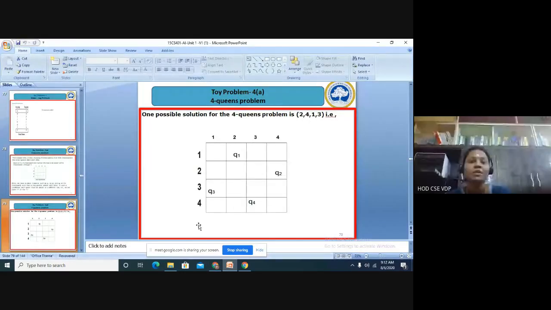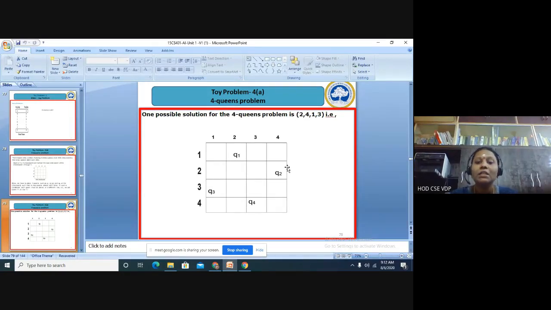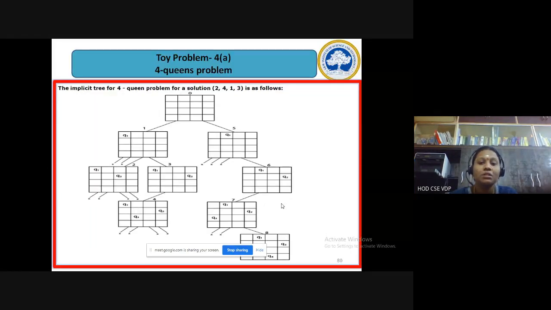Okay. So this toy problem 4 is all about the 4 queens problem. So we are going to place the queen in each row so that the queens don't attack each other. So that is the problem. So how do we start with it? We start with the empty tiles. So you don't have any queen in all the 4 rows and 4 columns.